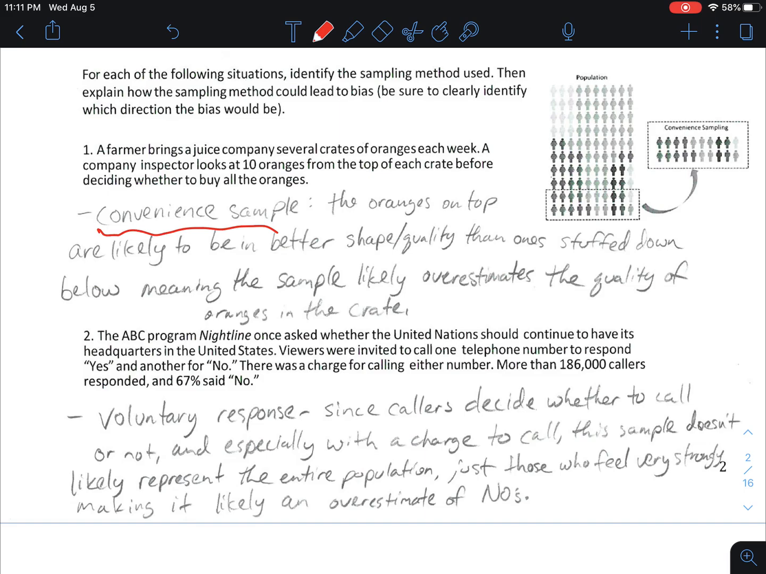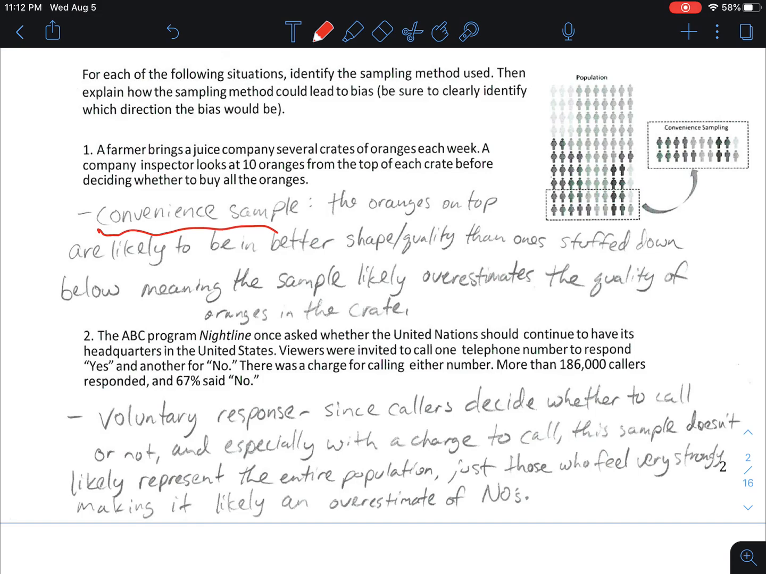So just like I said earlier, to text me, or if you got an email saying, hey, respond to the survey if you want, right? It's not necessarily required, it's just you're invited to. Since callers decide whether to call or not, and especially with a charge to call, and that's a big thing here, the sample doesn't likely represent the entire population, okay?